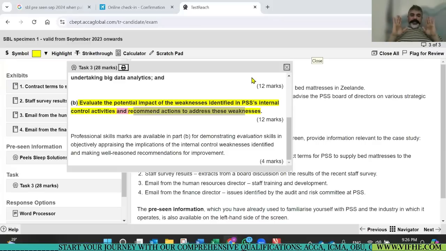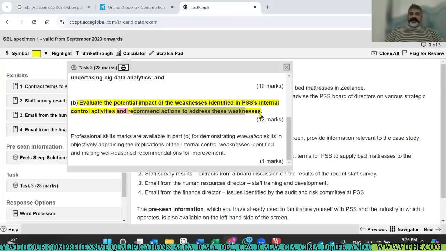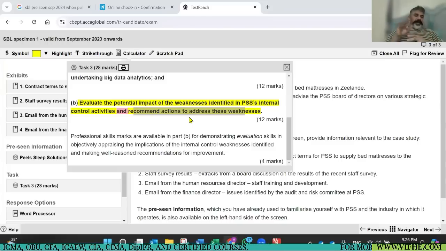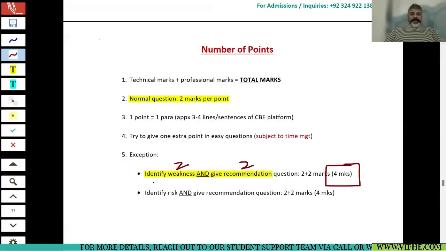Clear? It may sound a bit complicated, but it is not. The moment you read the requirement to identify the weakness and give recommendation: table format, and total marks divided by 4, so that we calculate how many weaknesses we are supposed to look for. 4 weaknesses and 4 recommendations. Good. Same applies for the risk one. If the question says identify the risk and give recommendation, whenever there are 2 requirements merged together, we divide by 4, right? 2 marks for the weakness or risk and 2 marks for the recommendation.